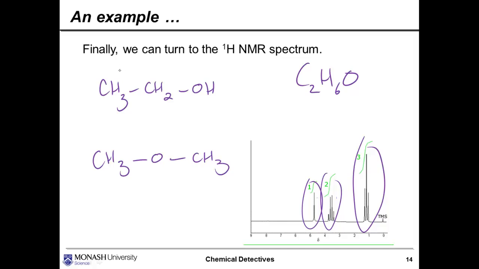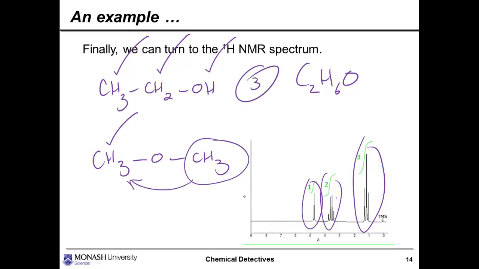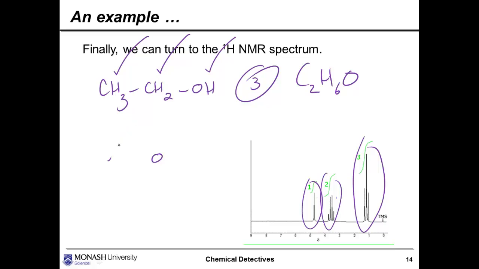This molecule would have how many chemical environments? 1, 2, 3. If I look at the other possibility, this ether has one chemical environment, but actually I would say that chemical environment is the same as this one. So this molecule has 3 chemical environments, this one has 1. When I look at our NMR spectrum, I clearly see 3 chemical environments. So I think it's verification that our molecule is ethanol.